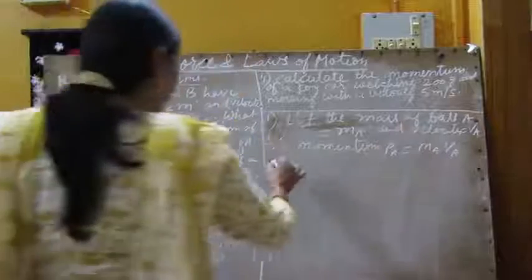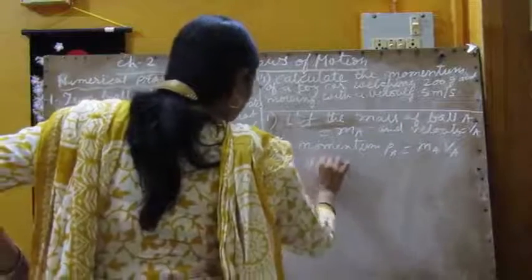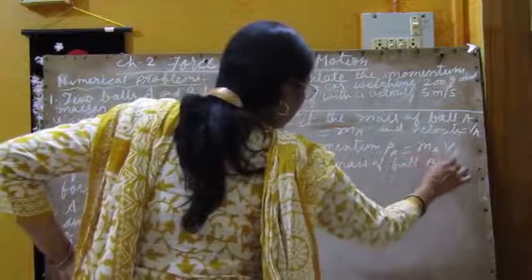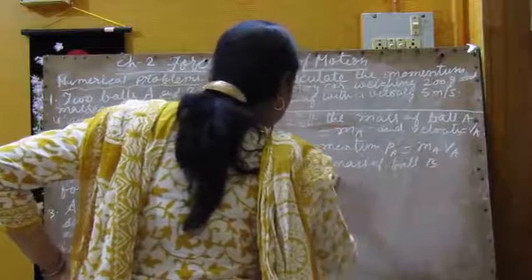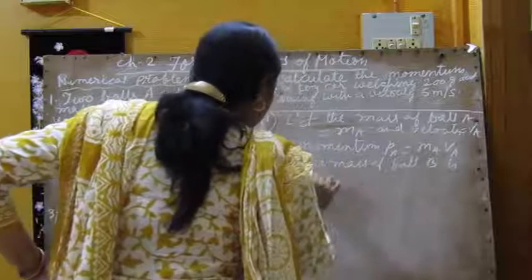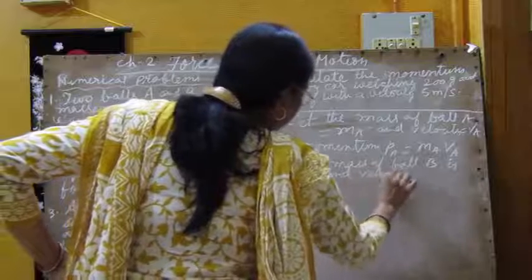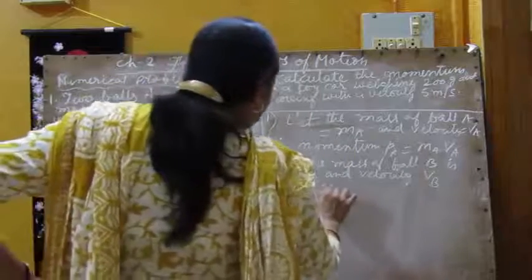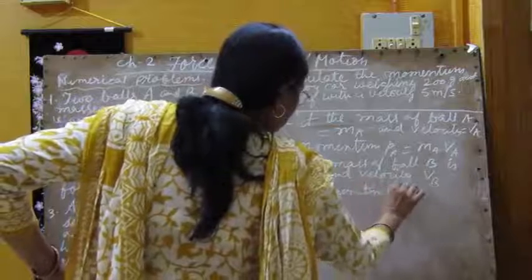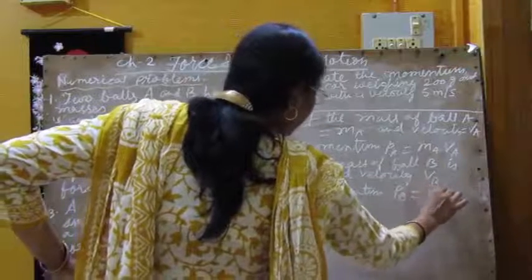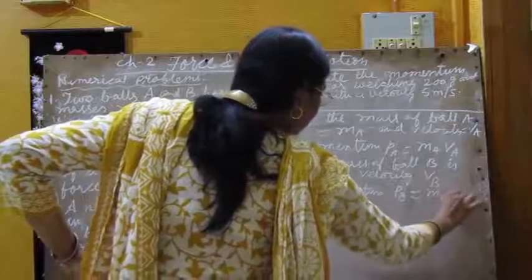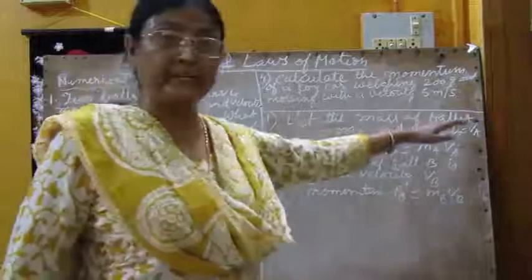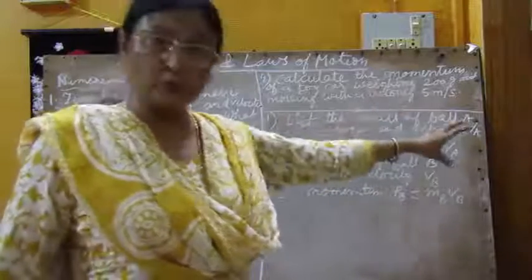Now, the mass of ball B is mB and velocity equals vB. Okay, therefore momentum PB equals mB into vB. There is no confusion because we know momentum is mass into velocity.